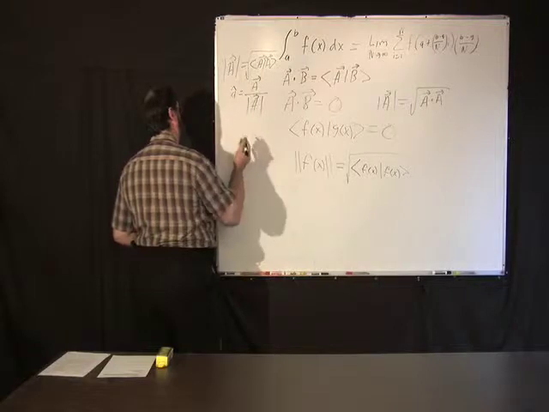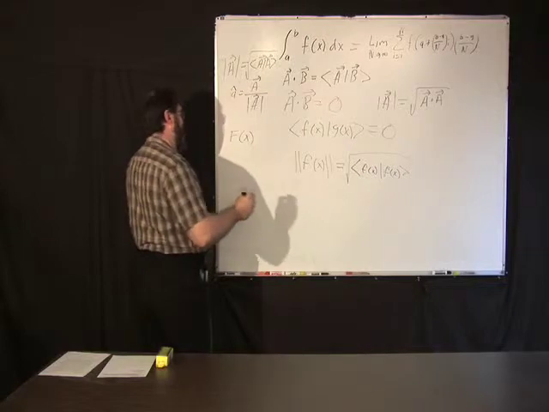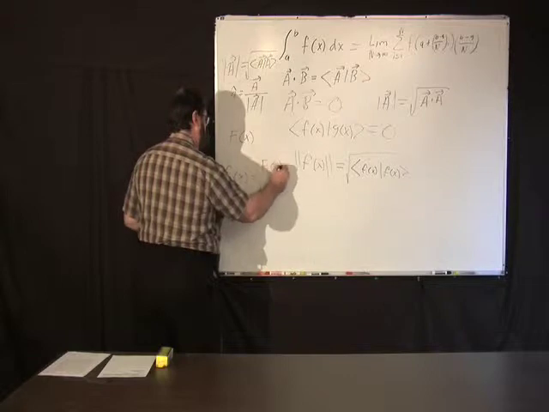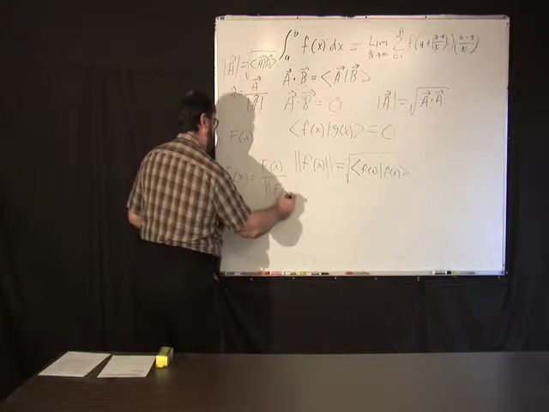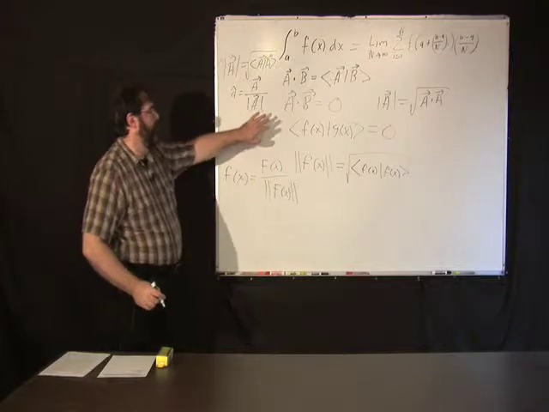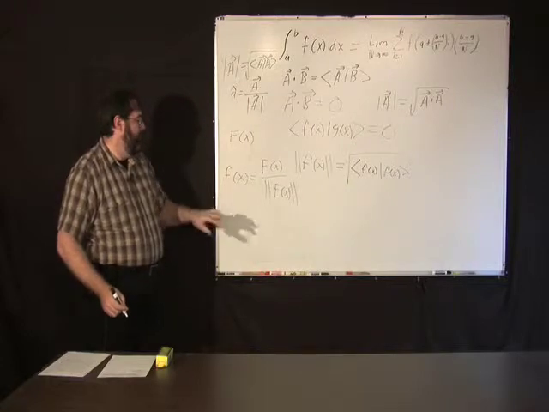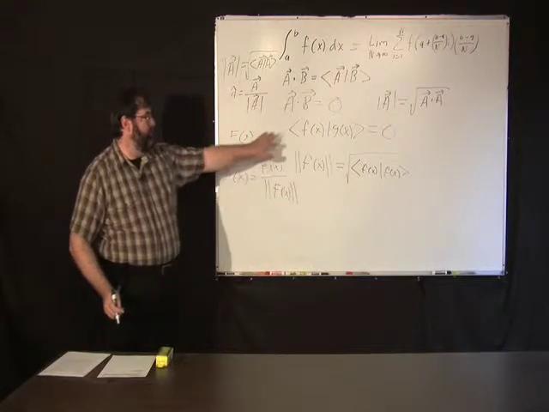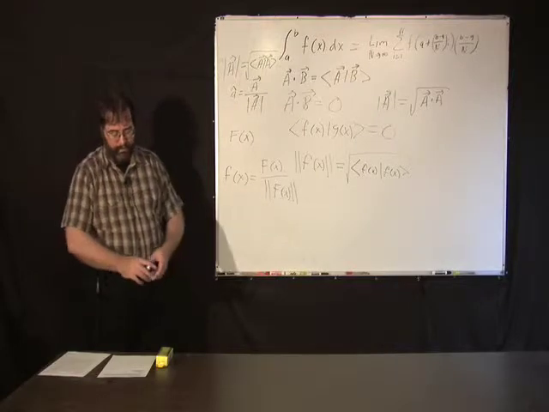Let's say we have some function, capital F of x. The normalized function is equal to f of x divided by the magnitude, or the norm, of f of x. So in exactly the same way that you can have an orthonormal basis in vector space that we talked about last week, you could create an orthonormal basis in this function space. All you need is a bunch of orthogonal functions, properly normalized, and you have an orthonormal basis.